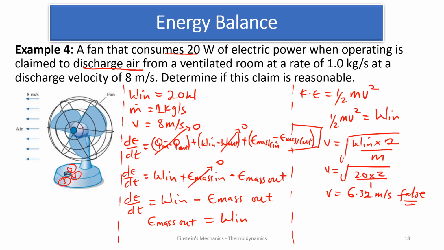I can also check with the mass from this. Let me check if the mass is also going to be 1. So making the mass the subject from this equation, I'm getting mass to be equal to work in multiplied by 2 over the velocity squared. So that will be 20 times 2 over the velocity squared, which is 8 squared. And I'm getting the mass to be 0.625 kilogram per second. And indeed, the mass is also not up to 1 kilogram per second. So the claim is not reasonable.